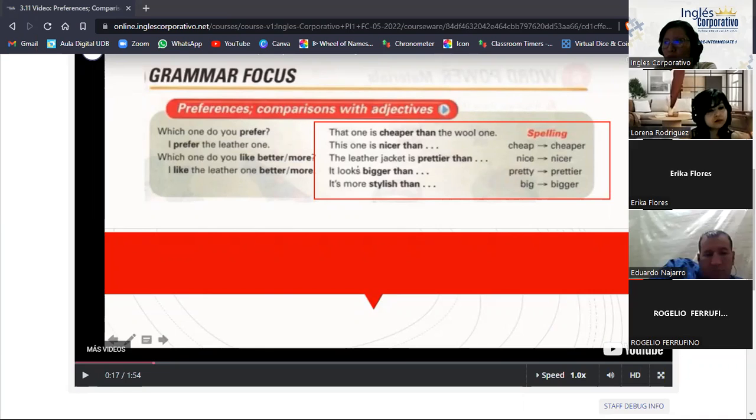Y luego en la segunda pregunta, which one do you like better? ¿Cuál te gusta más? Which one do you like better? O which one do you like more? Siempre pregunto por una de las dos opciones, pero para responder digo, I like the leather one better, or I like the leather one more. So, en la pregunta y en la respuesta puedo usar either, better or more.